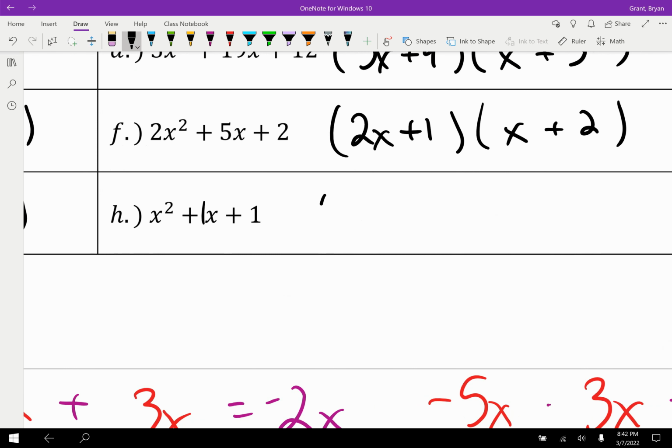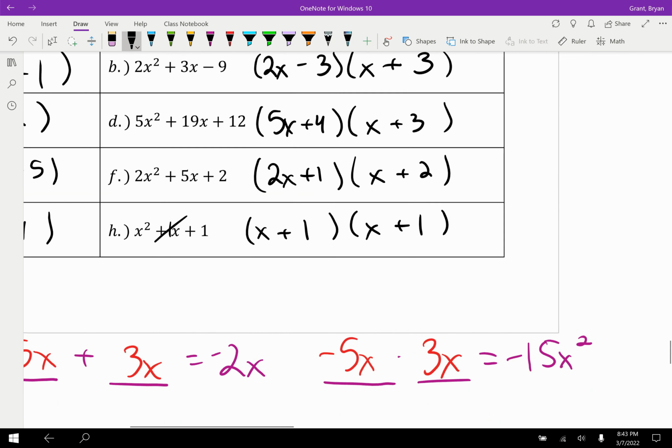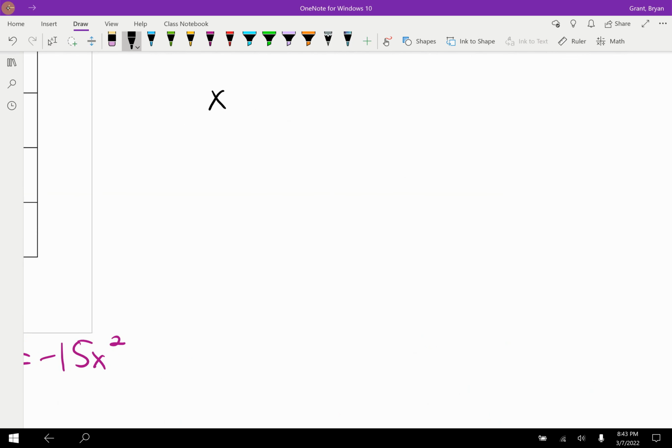There's that invisible 1 again. Let's see. We know it's going to be x and x. I think there's only one way to make 1. That's 1 and 1. But now we have an issue. This is 1x and 1 more x. That's 2 x's. 2 x's does not make 1x. Let's go to the box really quickly and see if I messed up. X squared plus x plus 1. X squared plus 1x plus 1.